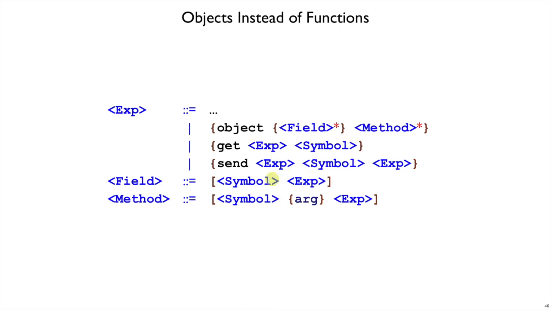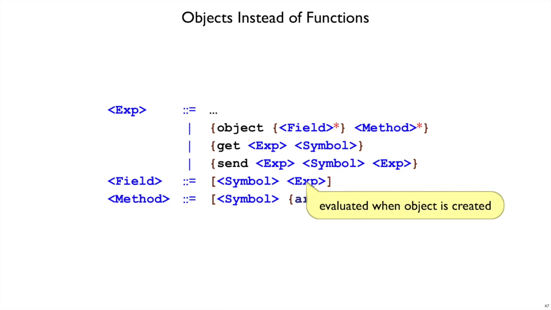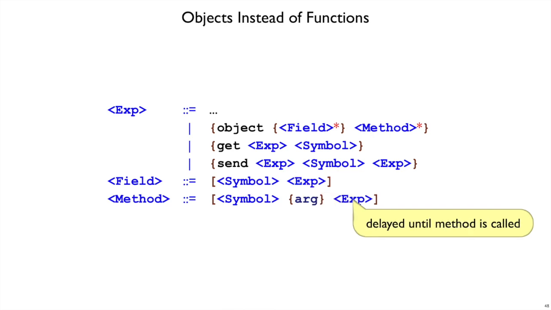And then each method is written as a symbol for the method name. It's always going to be arg as the name of the argument, and then a body expression for the method. So you see that the things that we need to keep for fields and methods are the same, but for the field, this expression is evaluated when the object is created, because that gets us the initial value for the field in the object, whereas the expression in a method is going to be delayed until the method is actually called. And we don't need to keep this arg because it's always going to be the arg identifier.